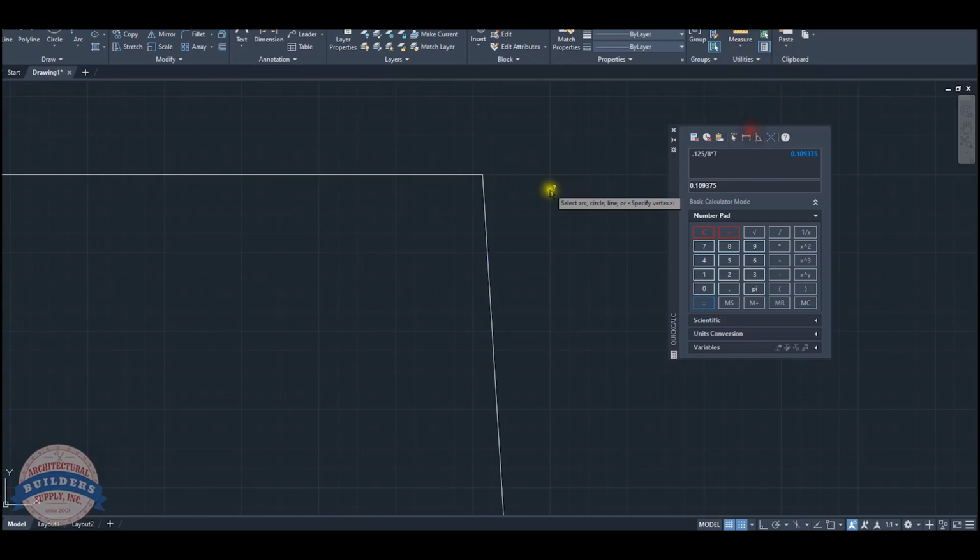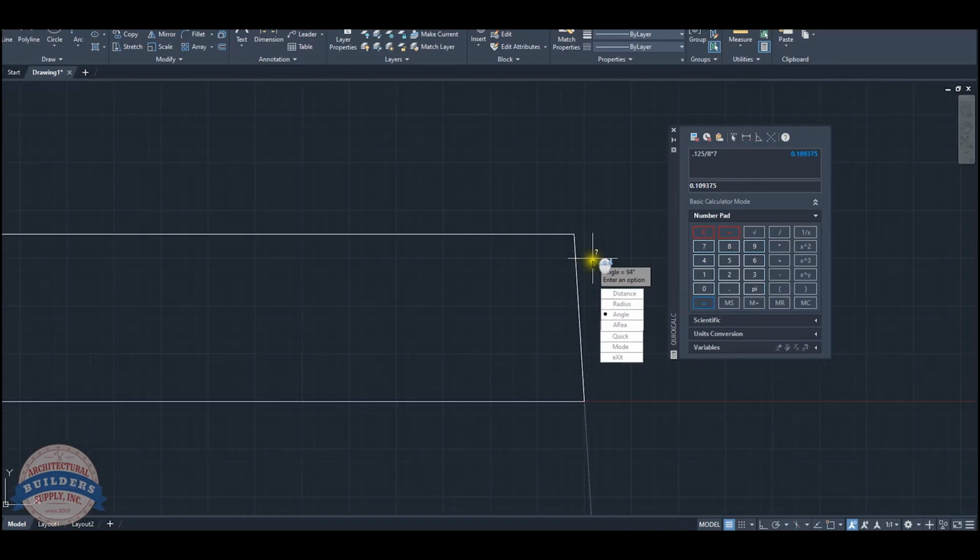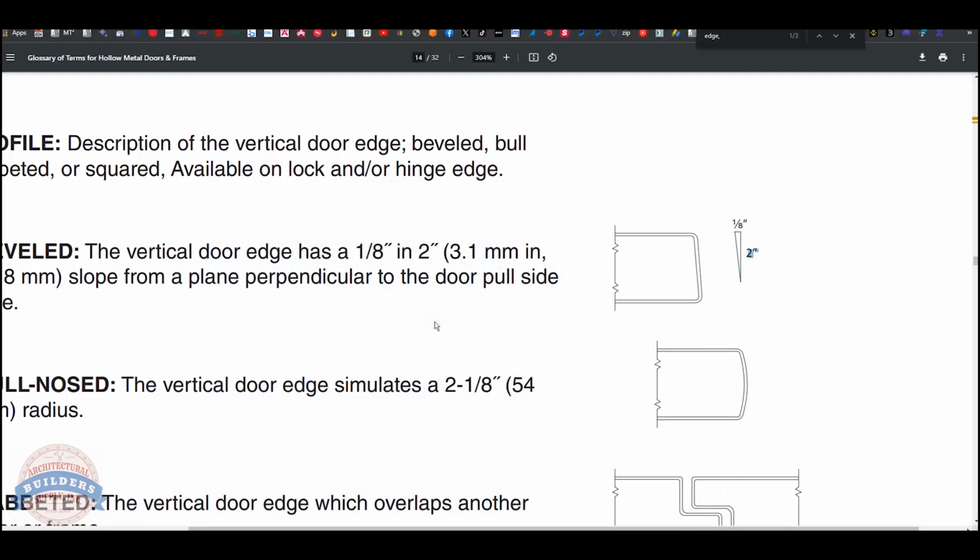Measure angle. 4 degrees, meaning it's a 94 degree angle in here. Now in my experience, 4 degrees is a problem because your hardware is not meant to operate at 4 degrees. It's meant to operate at 3 degrees.